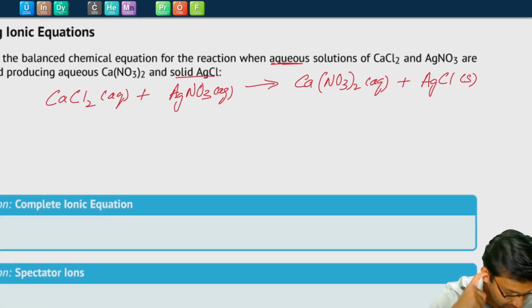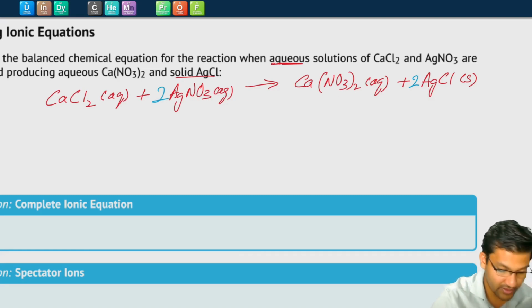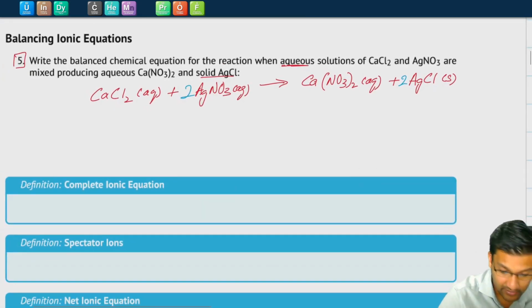We can use the guess and check method. In this first one, we have two chlorines. We have one chlorine on the right hand side, so let's just make that whole thing a 2. That gives us 2 silver, so let's make this silver a 2. That gives us 2 nitrates. We have 2 nitrates over here, so that all looks balanced, but let's just double check. Calcium 1, 1. Cl, 2 chloride ions, 2 chloride over here, 2 silver, 2 silver, 2 nitrates, 2 nitrates. Okay, so we're balanced.